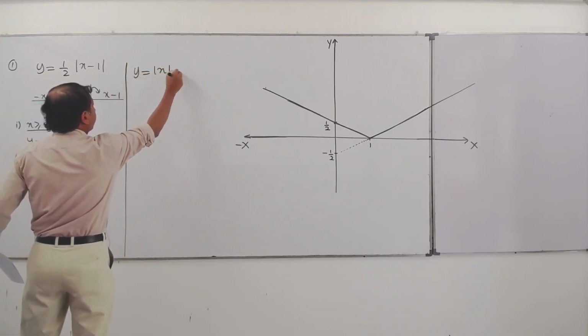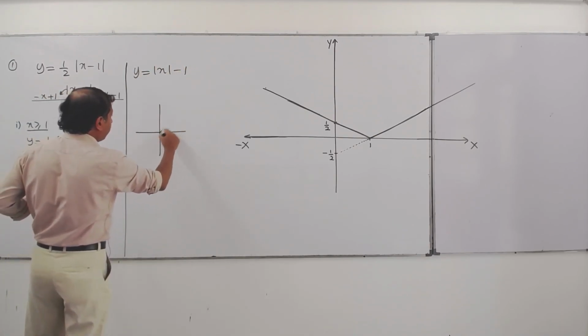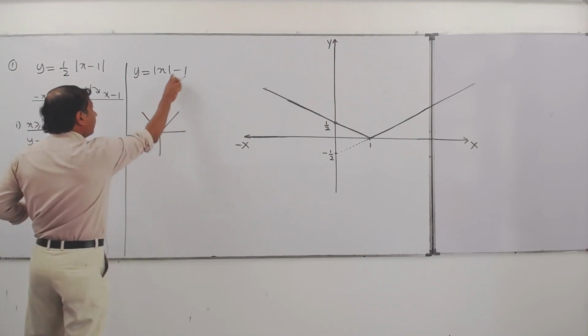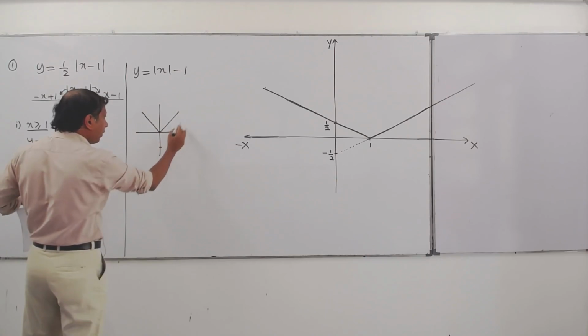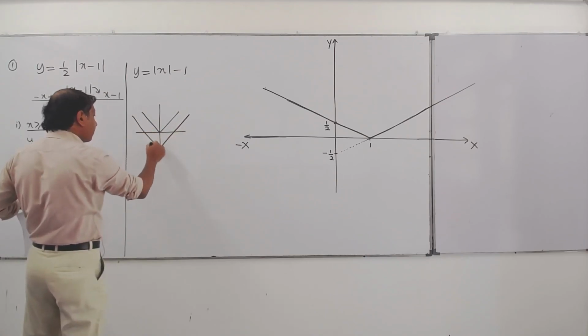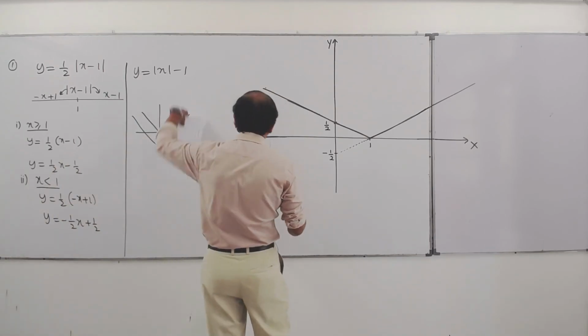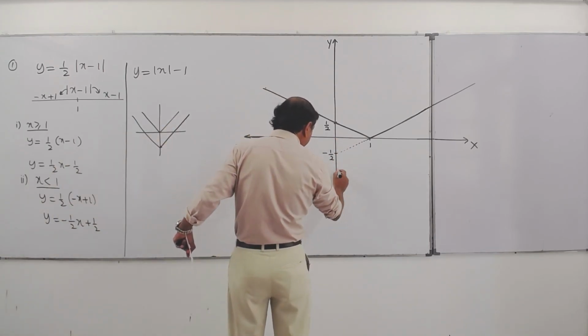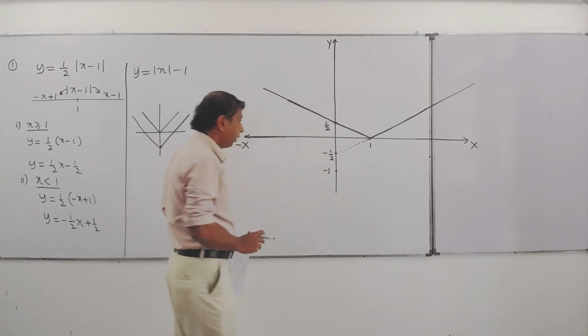Secondly, we are asked to draw y equals mod x minus 1. Mod x graph is this way, a V-shaped graph at the origin. Since we have subtracted 1, we have to bring this overall graph downwards by 1 like this. That graph only we have to draw here. Then it passes through minus 1. Minus 1 is here.